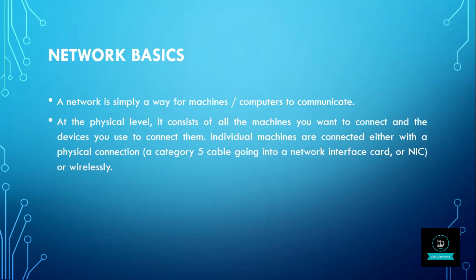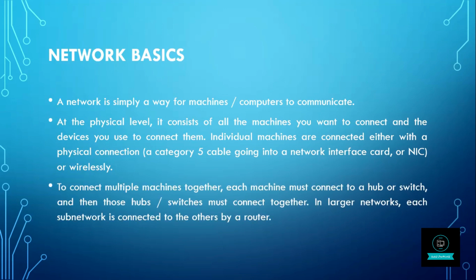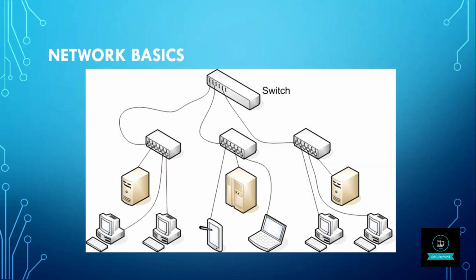At the physical level it consists of all the machines you want to connect and the devices you use to connect them. Individual machines are connected either with the physical connection or wirelessly. To connect multiple machines together, each machine must connect to a hub or switch, and then those hub switches must connect together. In a larger network, each subnetwork is connected to the others by a router, as you can see.